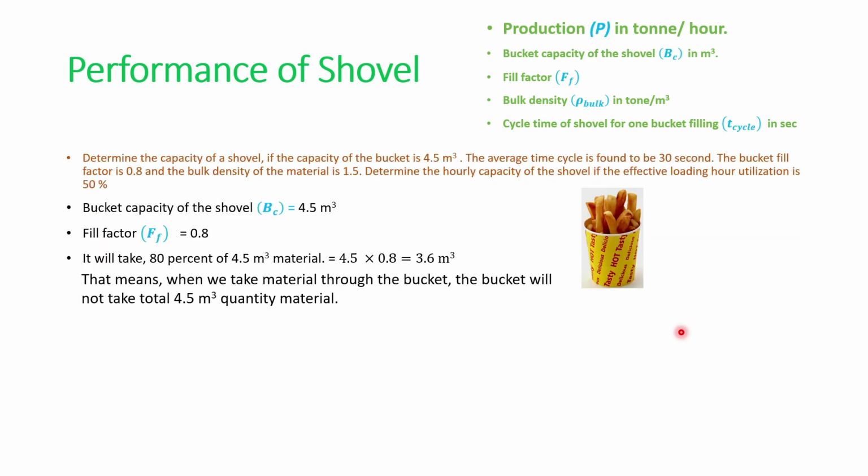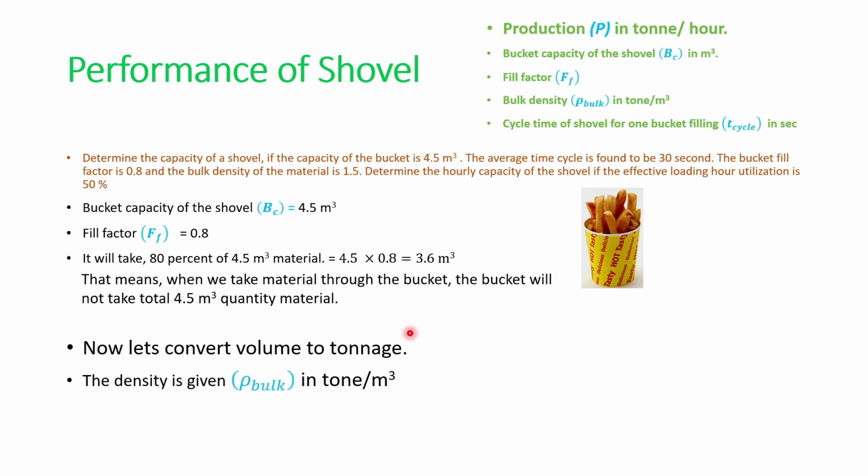Now let's convert volume to tonnage. We have density given. Now we have calculated that there are 3.6 meter cube of material inside the bucket, and the density of the material is given. Density of the material is 1.5 ton per meter cube. So multiplying 3.6 meter cube by 1.5 ton per meter cube, it will give 5.4 ton. That means the bucket is carrying 5.4 ton of material.